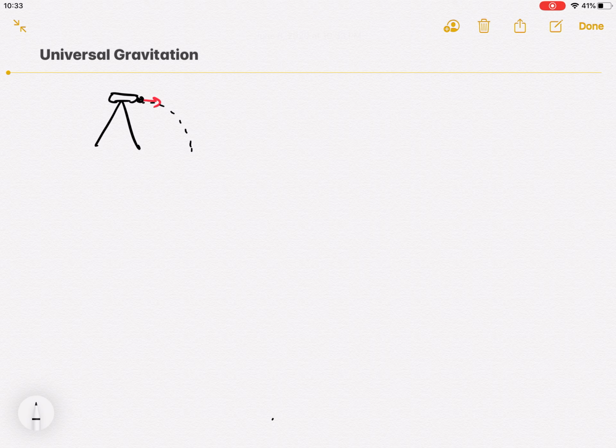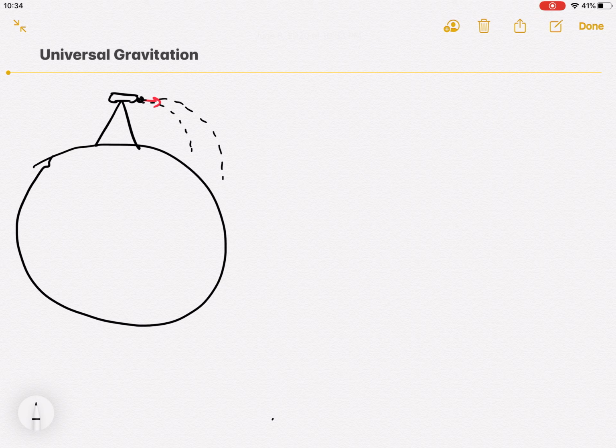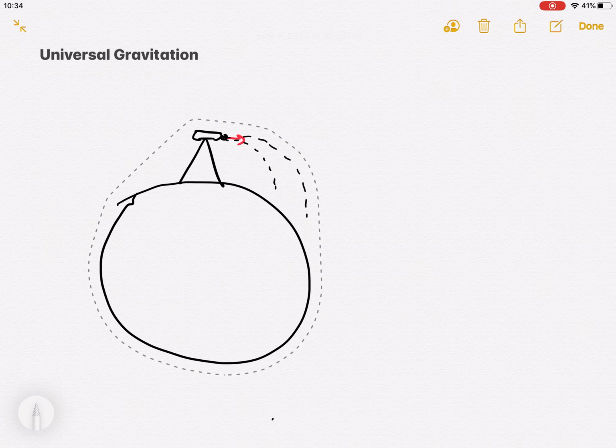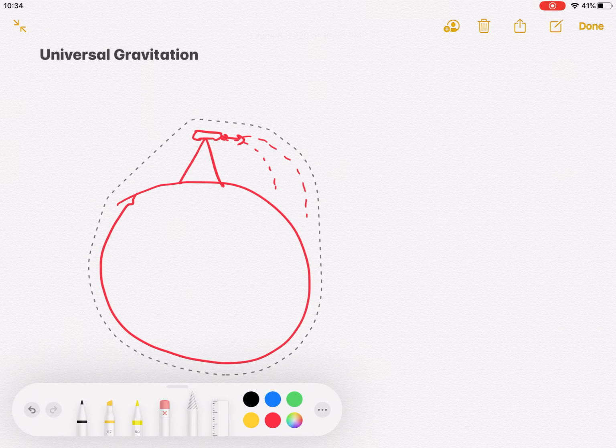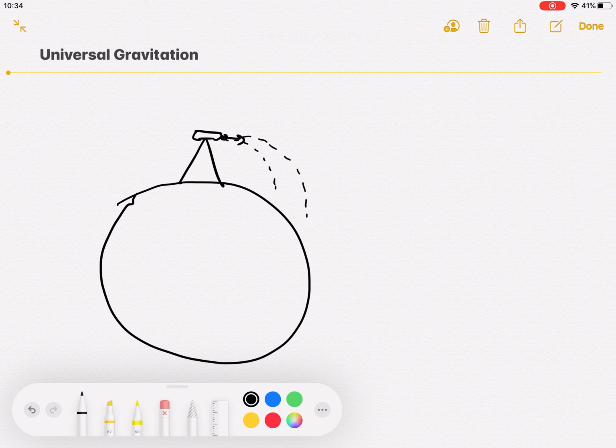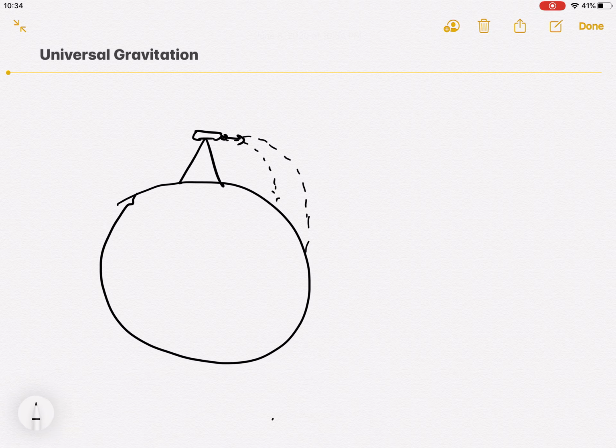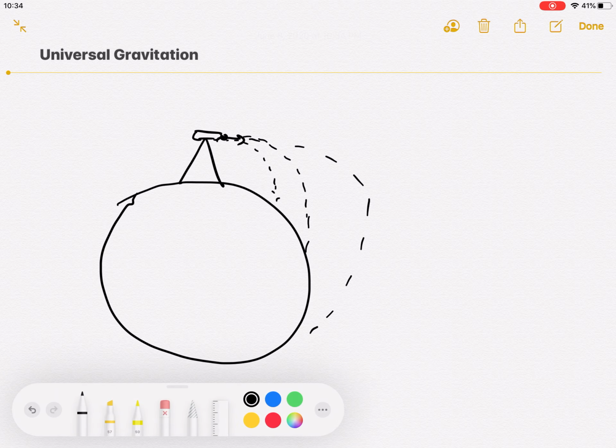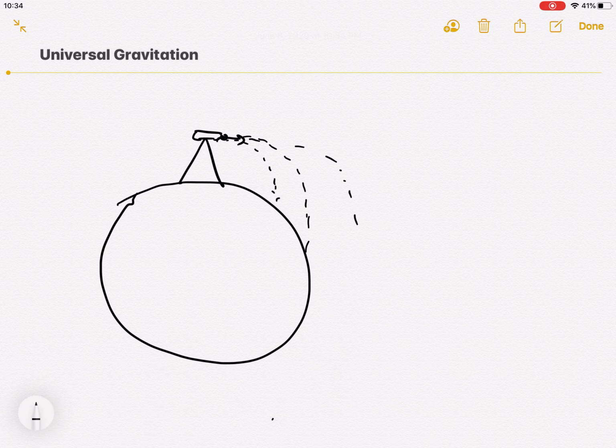He said, okay, what if we fire it faster? Well, okay, it's going to go further. What if this is the tallest mountain on Earth? And we move the drawing. What if this is the tallest mountain on Earth and we fire it really fast? Eventually, it's going to go further and further. If you fire it fast enough, it'll come back around and hit the back of the cannon. At that point, you will have described orbital motion.